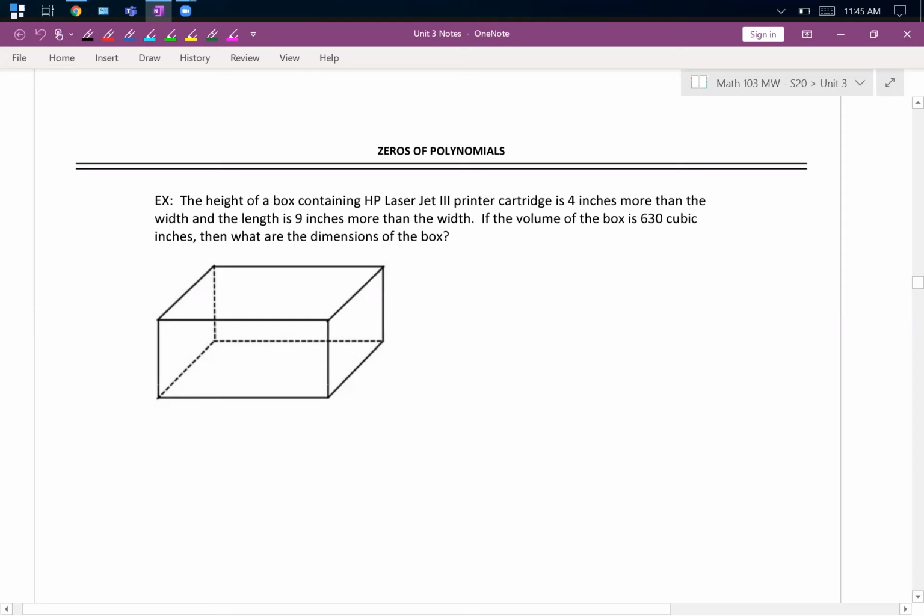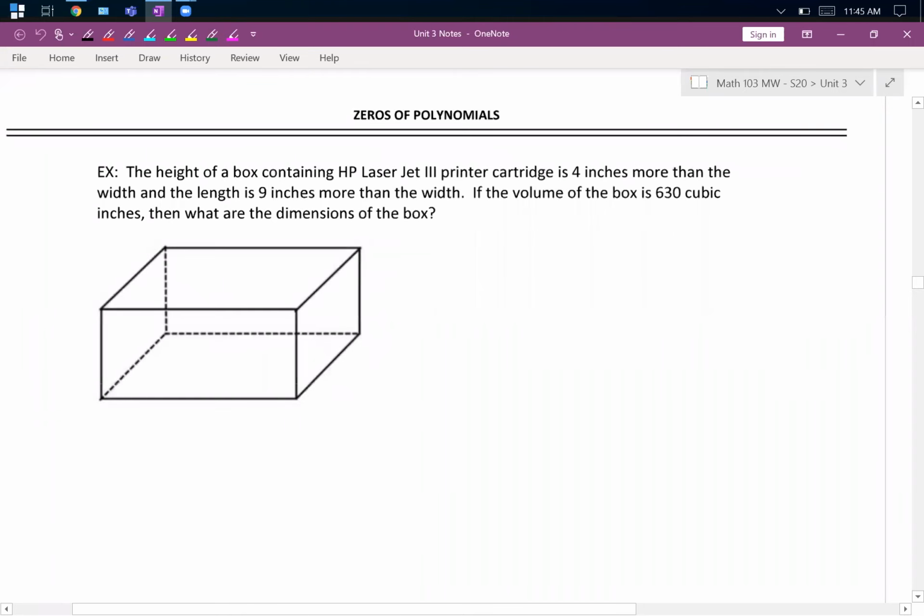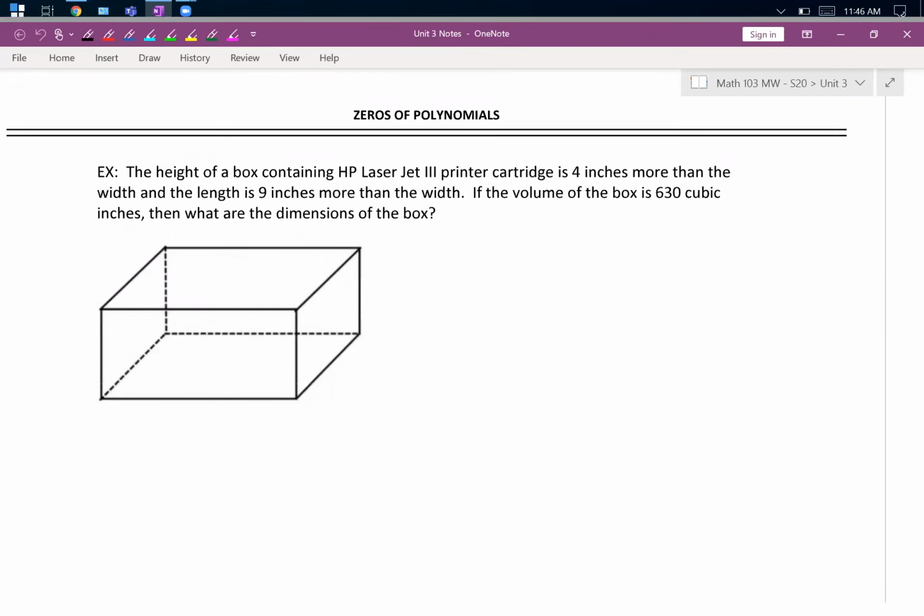The height of a box containing HP LaserJet 3 printer cartridges is 4 inches more than the width, and the length is 9 inches more than the width. If the volume of the box is 630 cubic inches, then what are the dimensions of the box? Any suggestions on getting started? List out the variables. All right, how do you want to list them out?